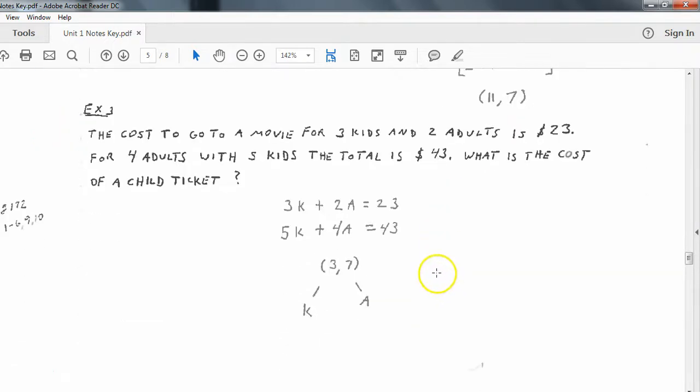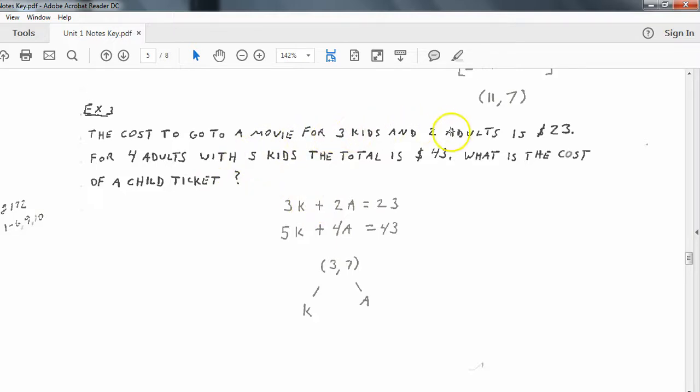So if you look at example 3, this is the last one we're going to do. We got the cost to go to a movie for 3 kids and 2 adults is $23. 4 adults and 5 kids is $43. What is the cost of a child ticket? So you got to make sure that you only respond with what is being asked of you, and that's just the child's ticket. So here's the setup I used for the first statement.